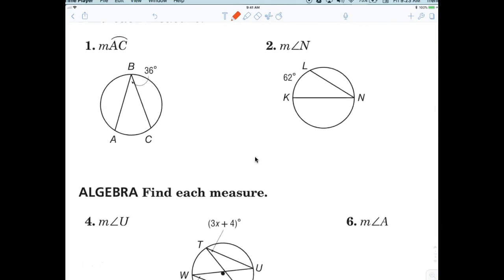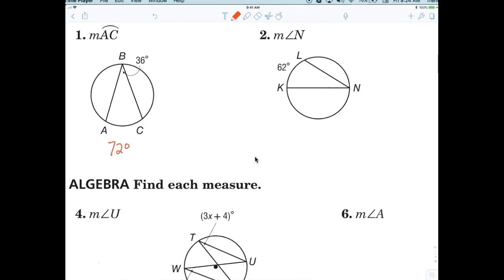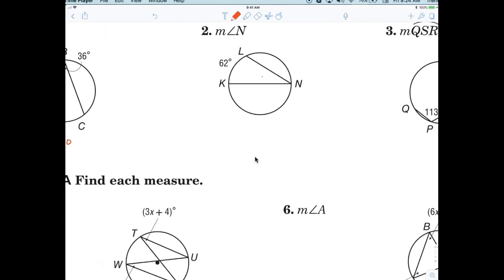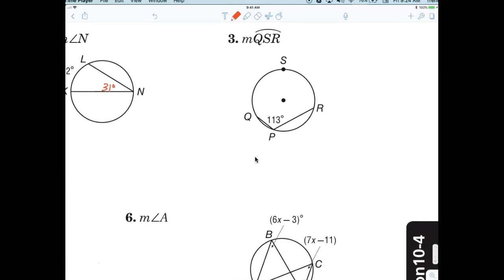So for number one, arc AC would be what? No, 72. Very good, 72 degrees. Angle, 31. 31 degrees. Perfect. QSR would be how much? QSR, come on. 226. 226.